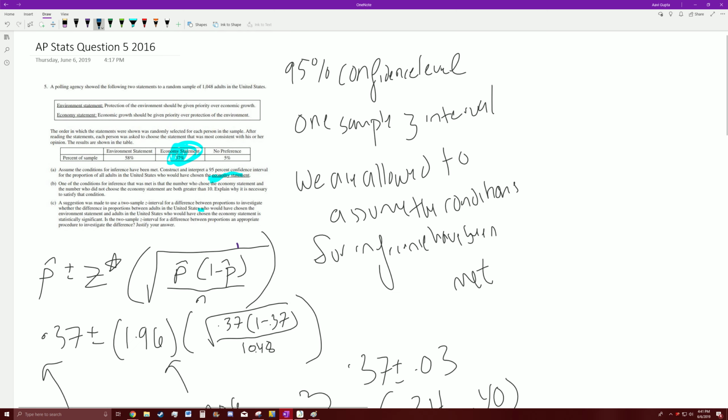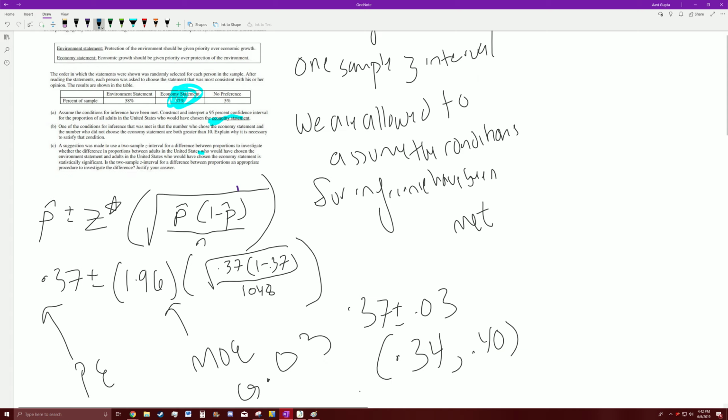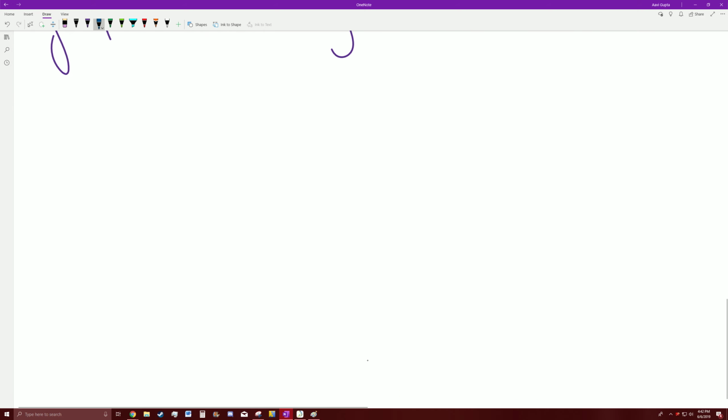A suggestion was made to use a two-sample z-interval for a difference between proportions to investigate whether the difference in proportion between the adults in the U.S. who would have chosen the environment statement and the adults in the U.S. who would have chosen the economy statement is statistically significant. Is the two-sample z-interval for a difference between proportions an appropriate procedure? Justify your answer. The problem with the two-sample z-interval is that the data needs to come from two independent samples. All this data came from the same sample.